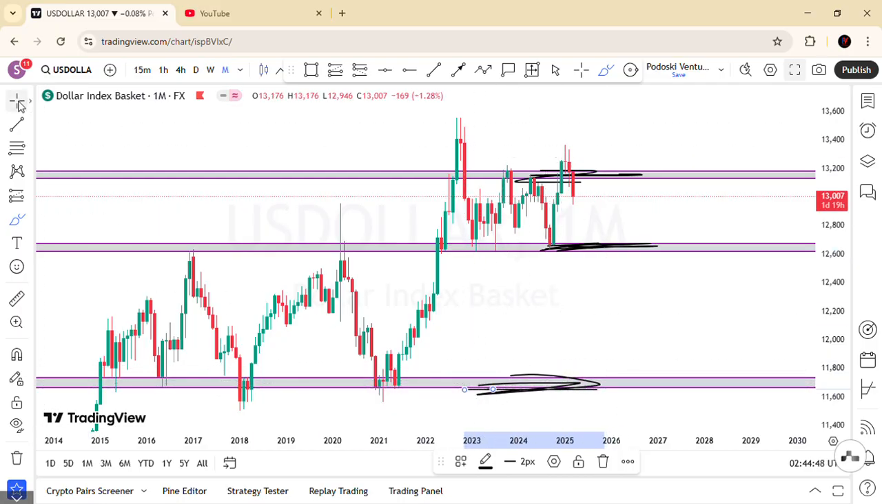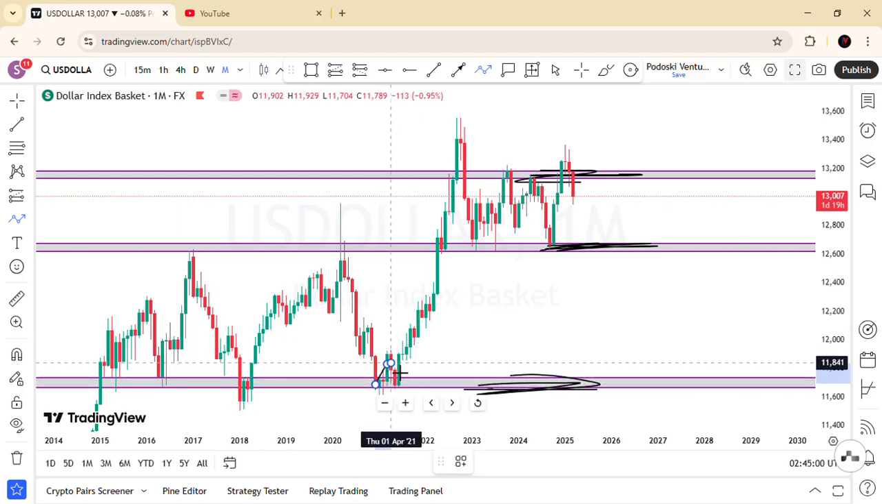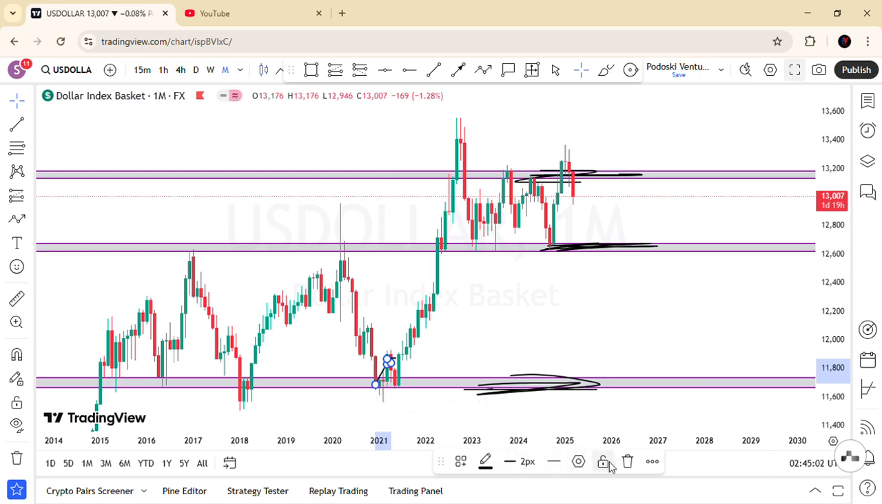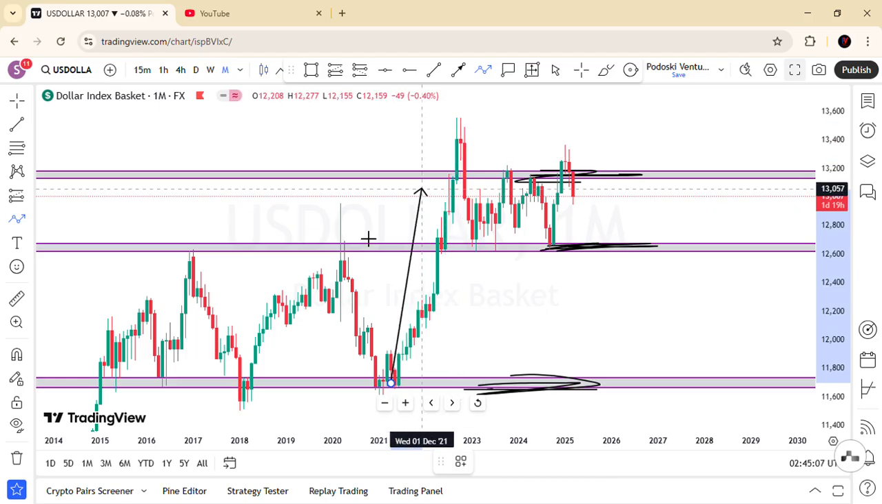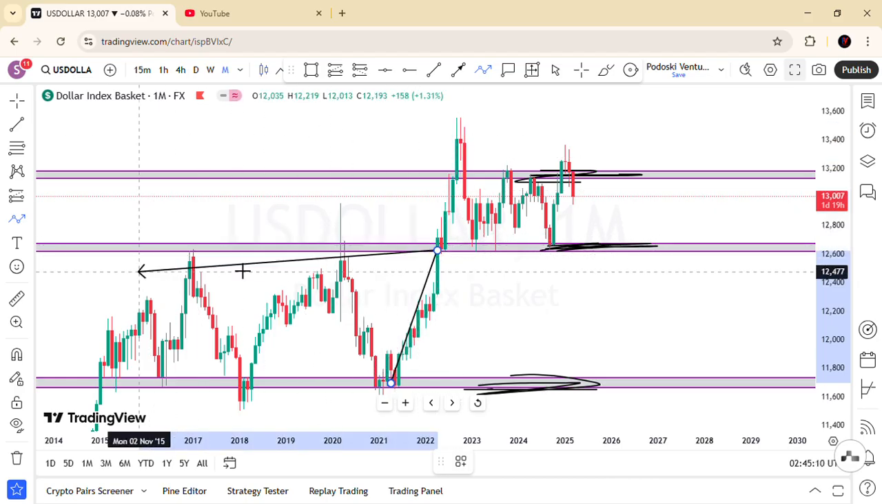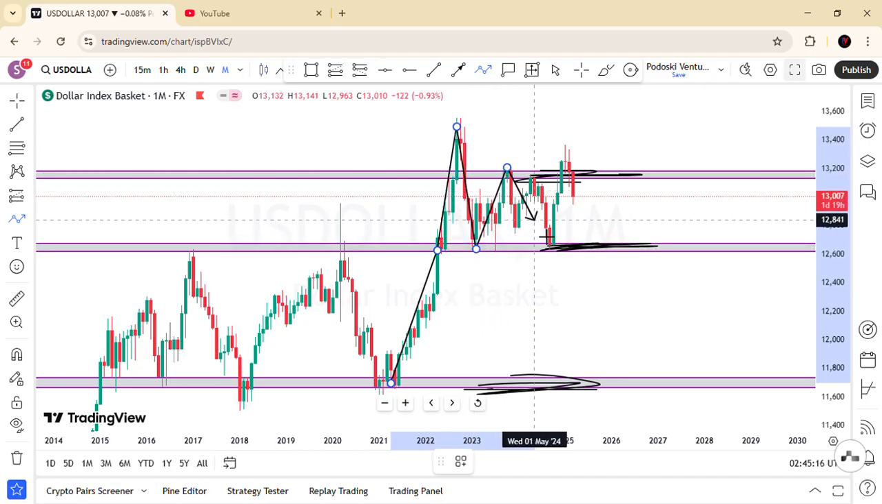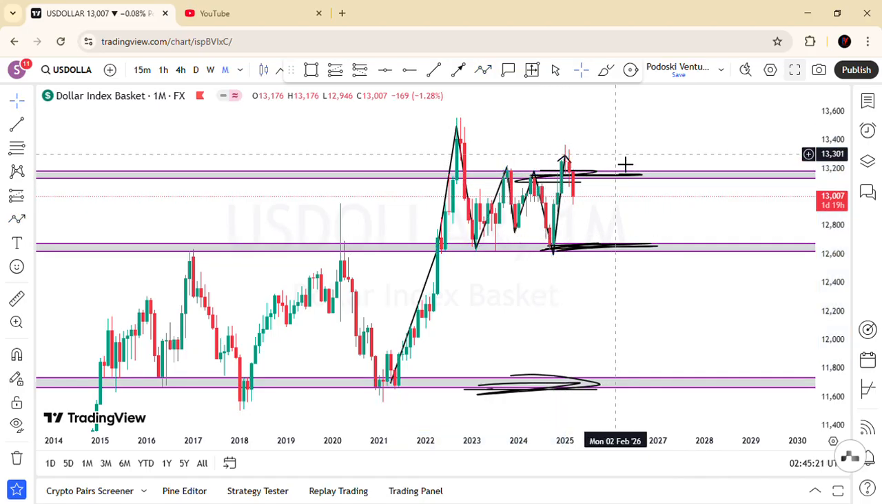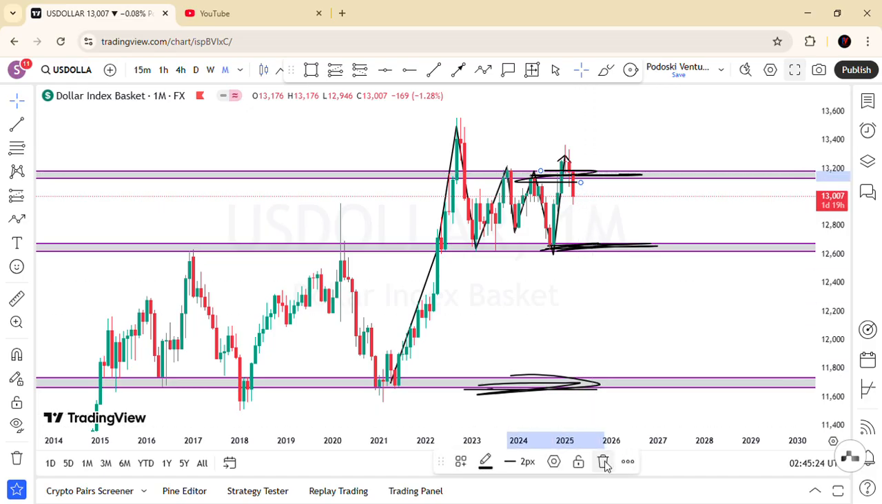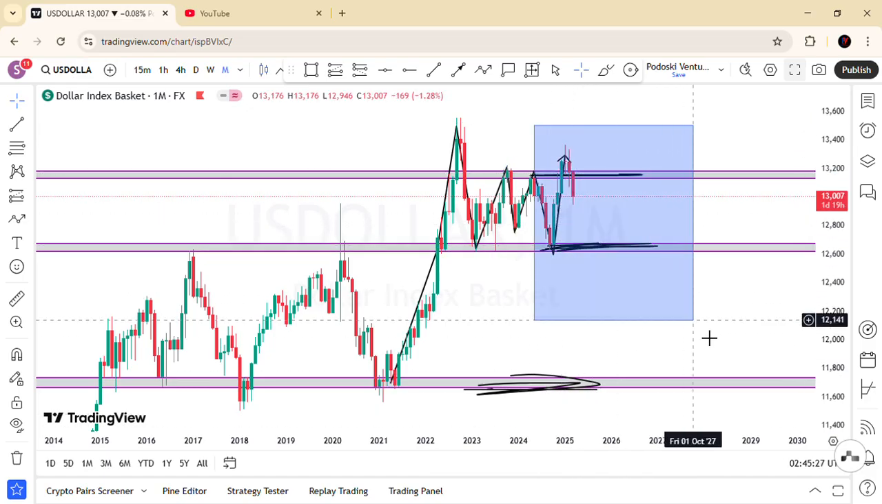So on the monthly time frame, what am I seeing? I'm seeing an uptrend. Price is in an uptrend, making a higher high, breaking the previous high. This was the previous high. Price has created a new higher high, higher low, higher high, higher low, higher high, higher low, and higher high. So right now, currently, the US dollar index is bearish.